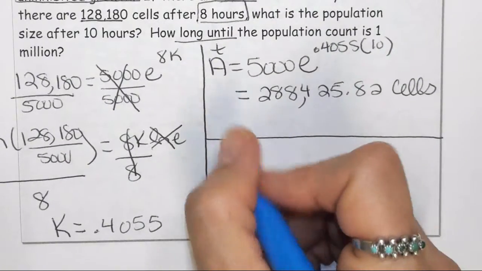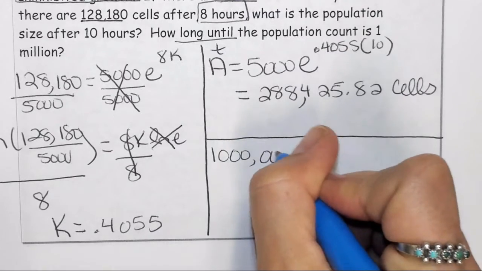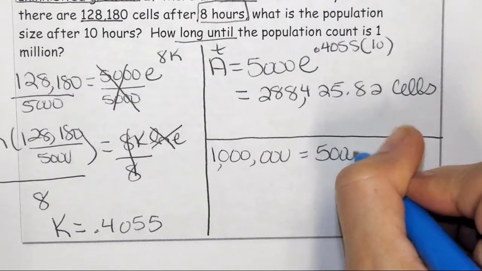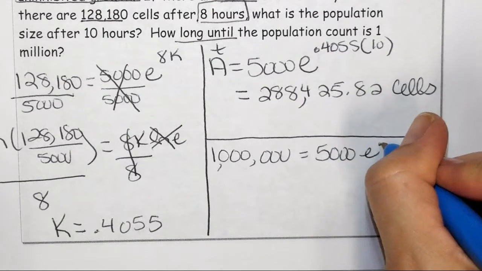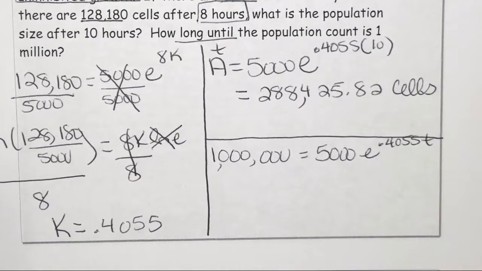So how do you write 1,000,000? How many zeros do I need? 6, very good. So we're solving for t again. We've done this a couple times now, so I bet you can do this without me. Okay, go solve for t without me. Go. Divide, ln, and divide.